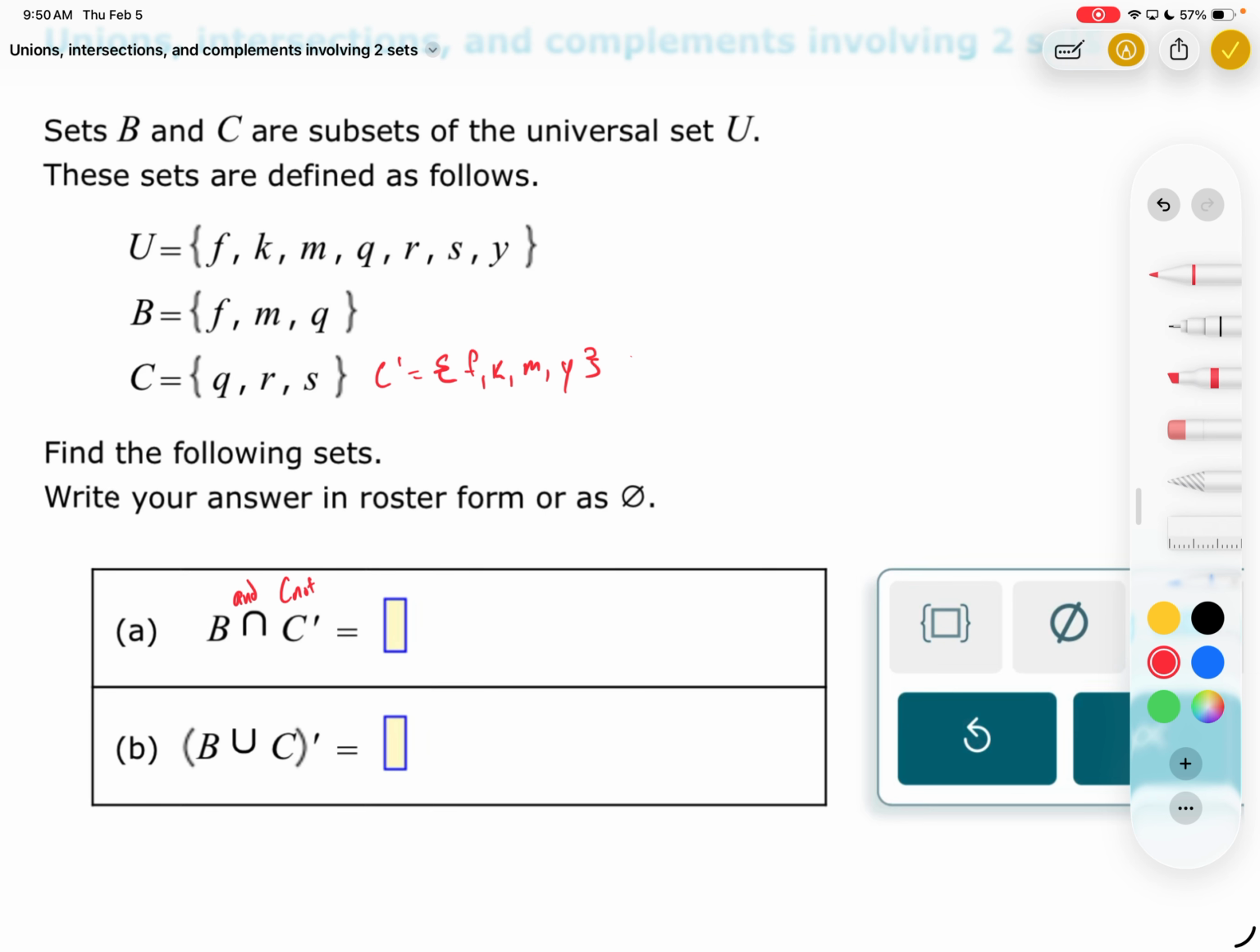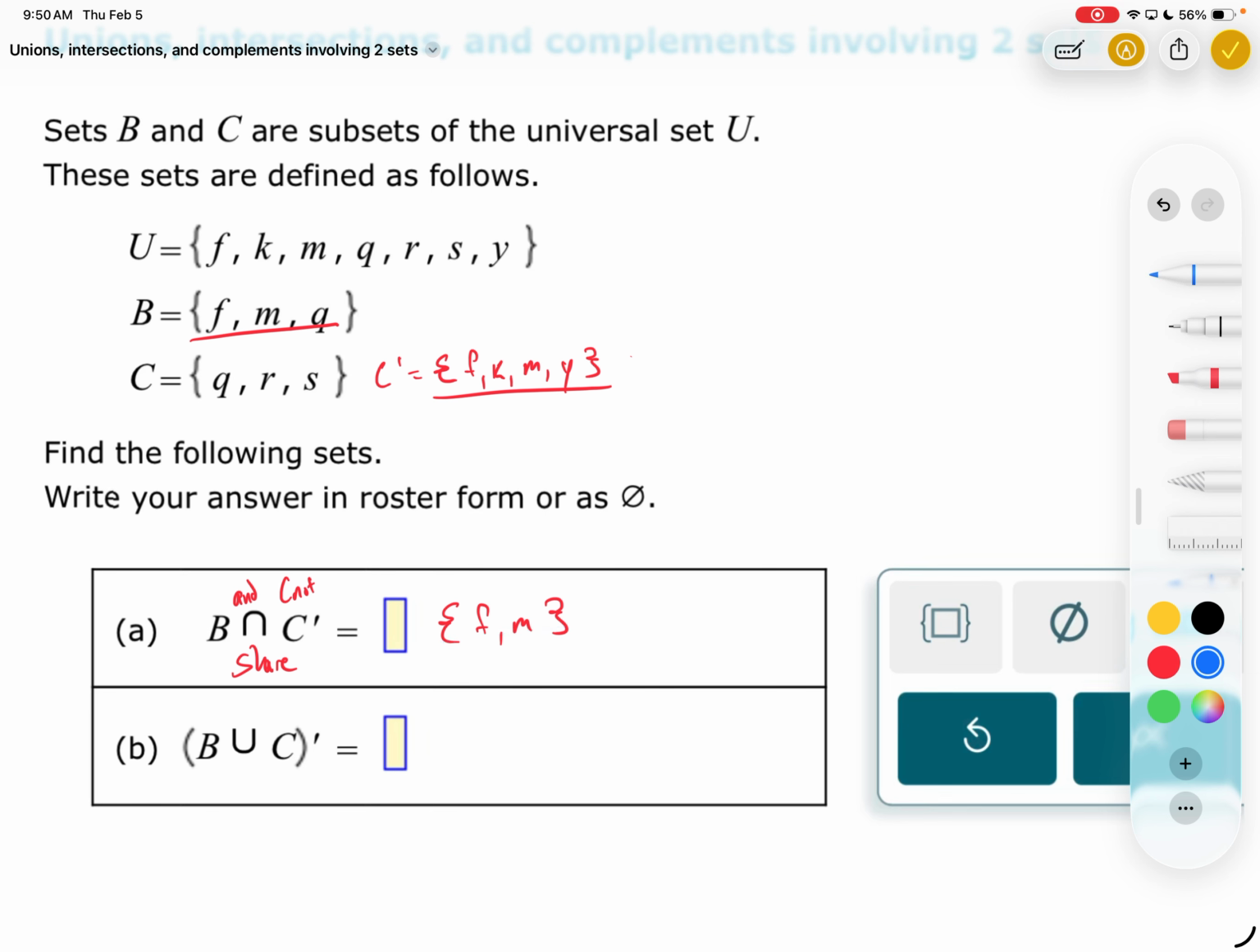All right. So now I can look at the and. I want what is in B and C naught. So what do they share? We're thinking share on this one. What's shared? An F and an M. It makes it so much easier if you write down C naught instead of trying to think in your head, okay, what's not in C and in B at the same time? Write down C naught, and then you can just easily look at it.